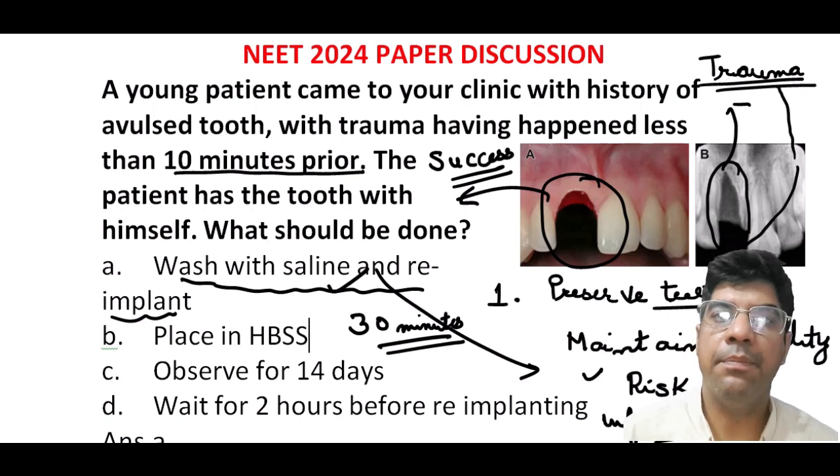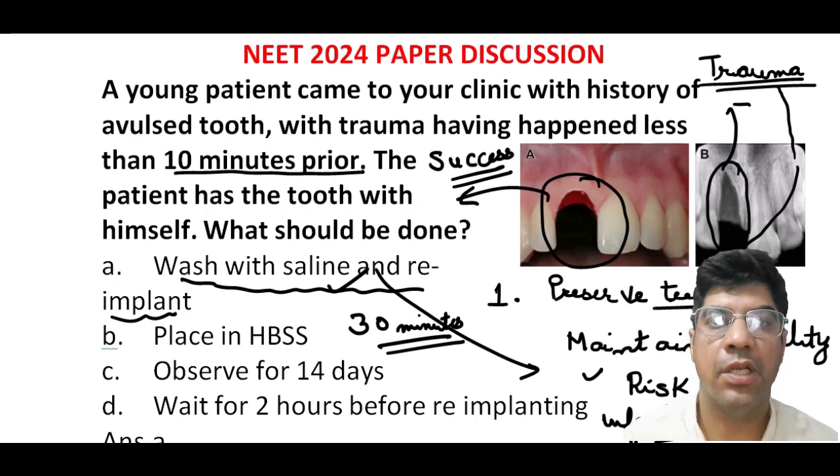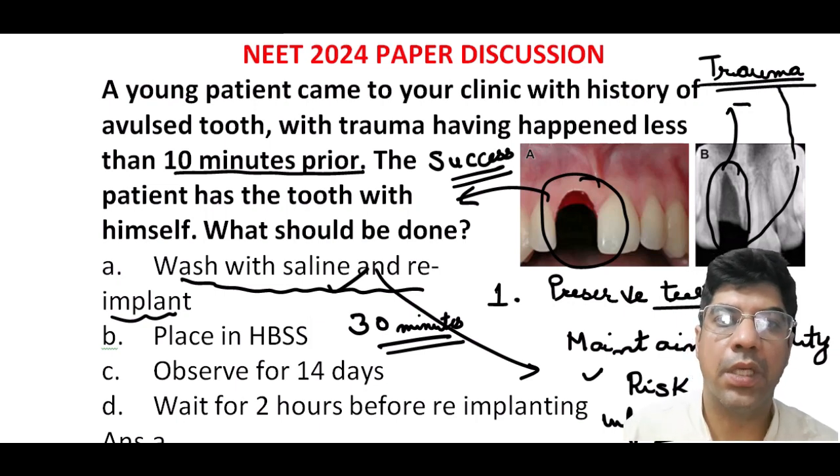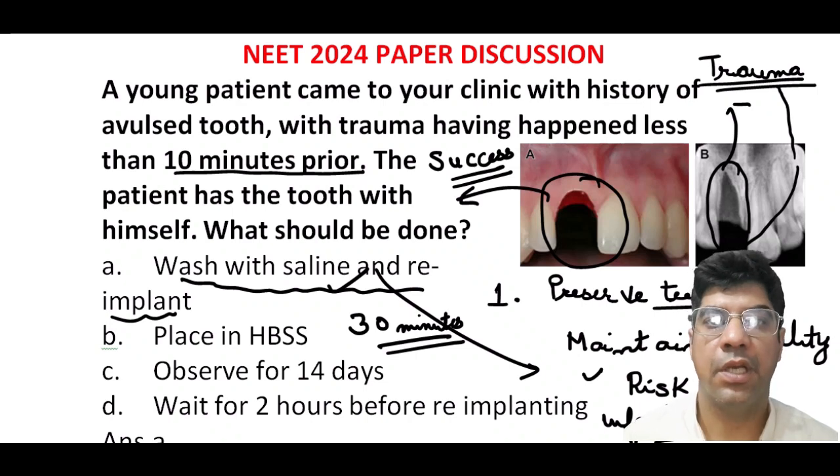After the reimplantation, we need to stabilize the tooth to prevent further damage. That is done by splinting the tooth in functional position. That splinting would help to immobilize the tooth and promote the healing.